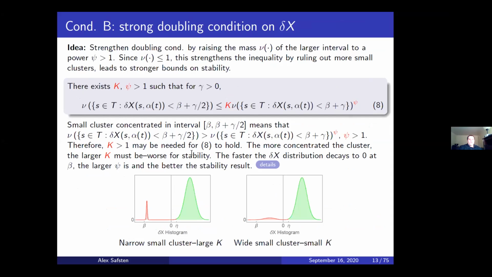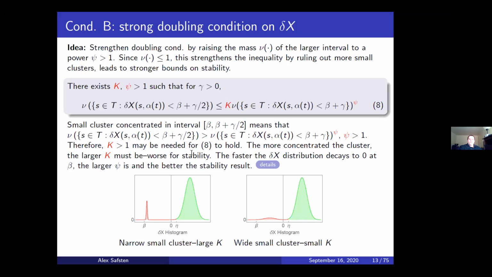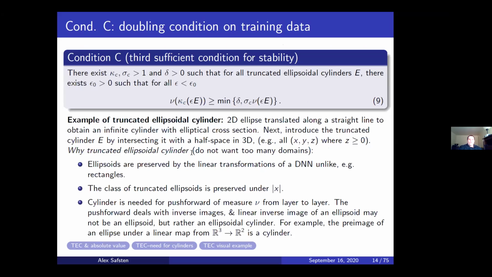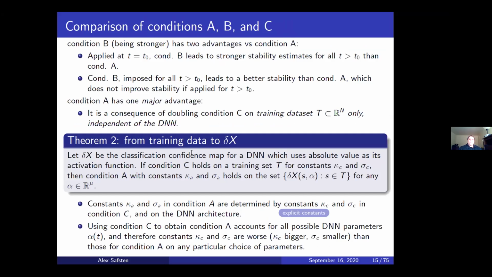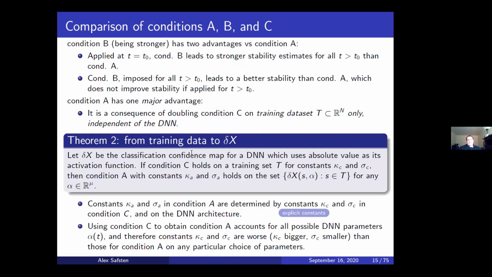Right. So if we use condition A directly or condition B to establish stability, it does not matter that we use a deep neural network at all, and so we can use any type of activation function we want. And if we use condition C, the main tool is Theorem 2, which says that if we have condition C on the data set, then we can push that forward to condition A on the classification confidences. So for this theorem to hold, we must have absolute value as the activation function, or we could have another piecewise linear function.